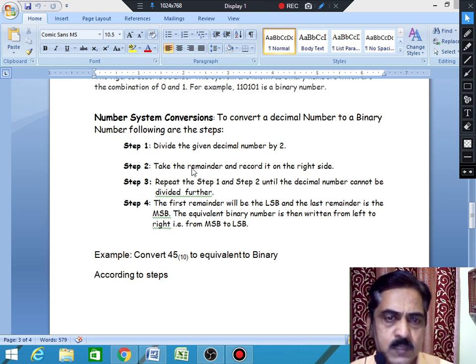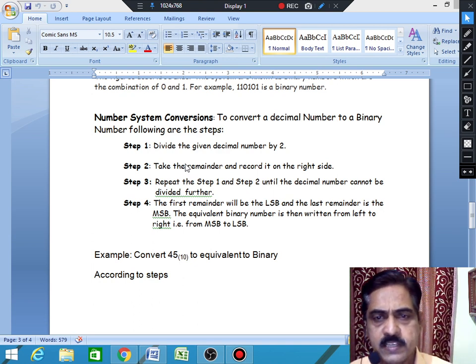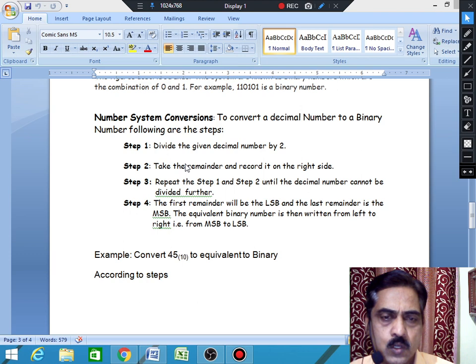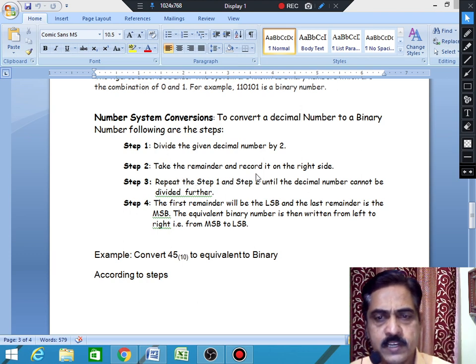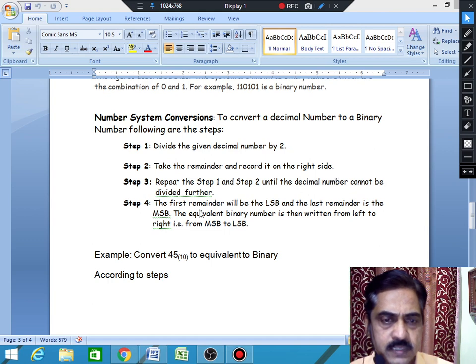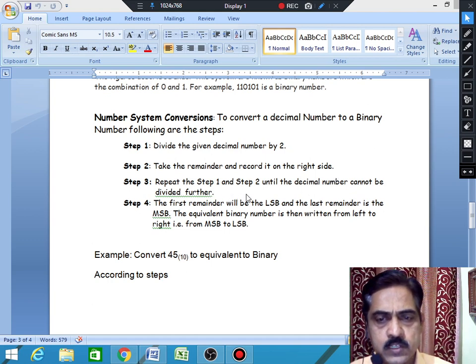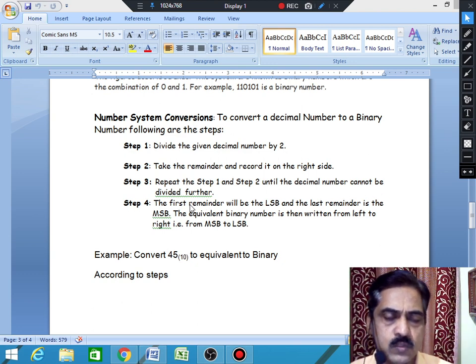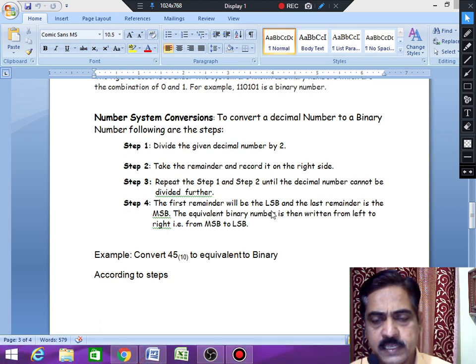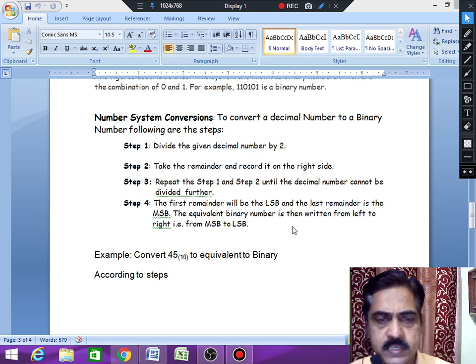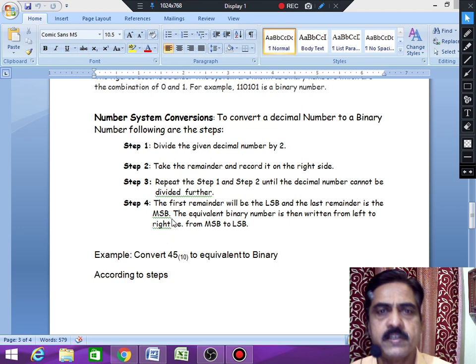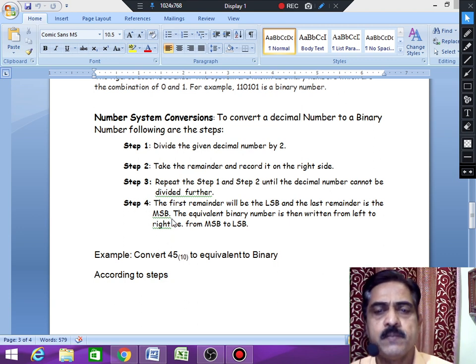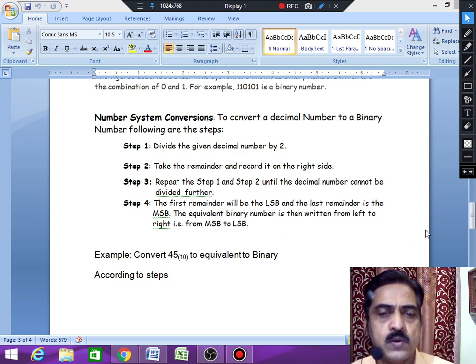The first step is divide the given decimal number by 2. Second step, take the remainder and record it on the right side. Third step, repeat step 1 and step 2 until the decimal number cannot be divided further. Fourth step, the first remainder will be the LSB, that is least significant bit, and the last remainder is the MSB, most significant bit. The equivalent binary number is then written from left to right, that is from MSB to LSB.